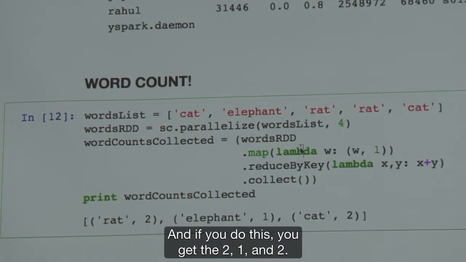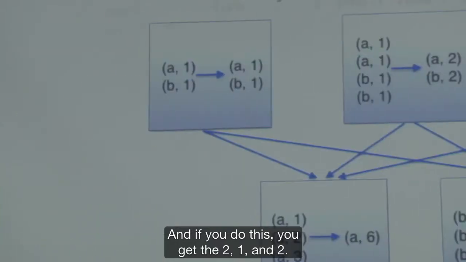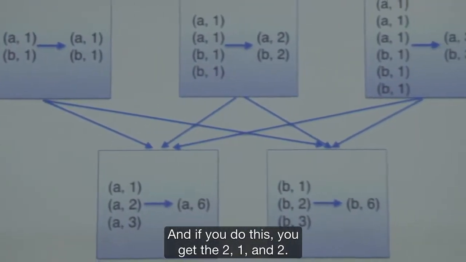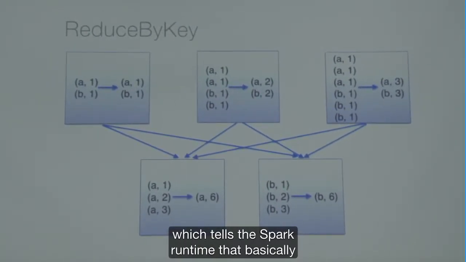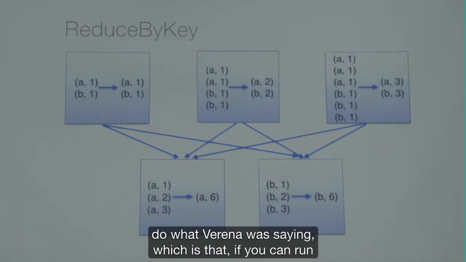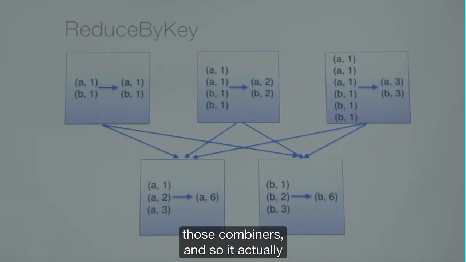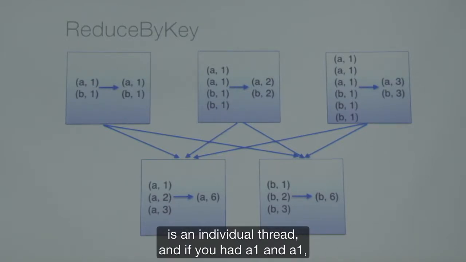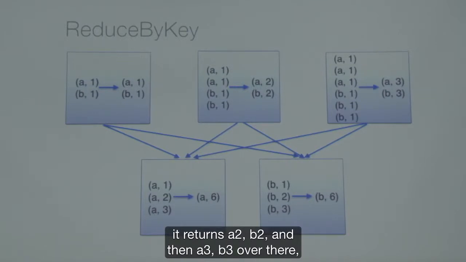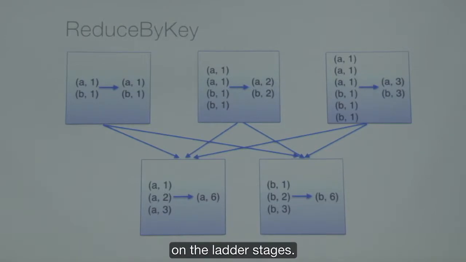And if you do this, you get the 2, 1, and 2. And reduceByKey is the thing in Spark which tells the Spark runtime that basically do what Verena was saying, which is that if you can, run those combiners. And so it actually runs those combiners in the background on the individual partitions of the thing. So each one of these is an individual thread. And if you had A1 and A1, it just returns that. And if I had A1, A1, B1, B1, it returns A2, B2, and then A3, B3 over there, and then it combines those things together on the latter stages.